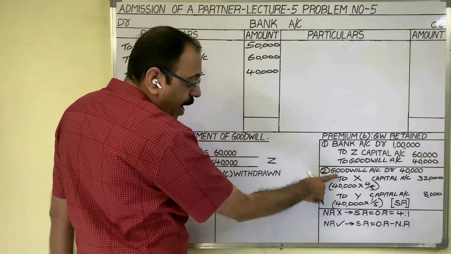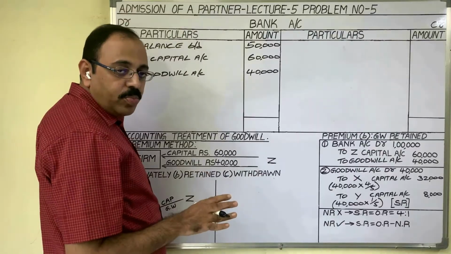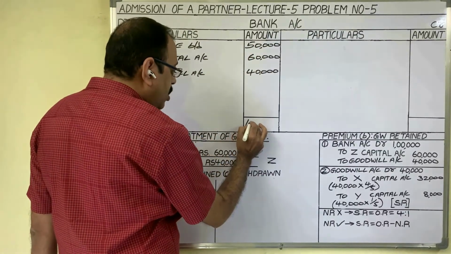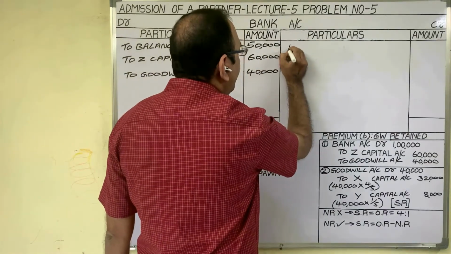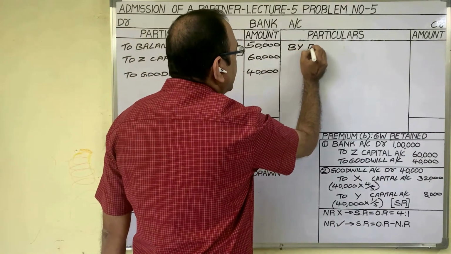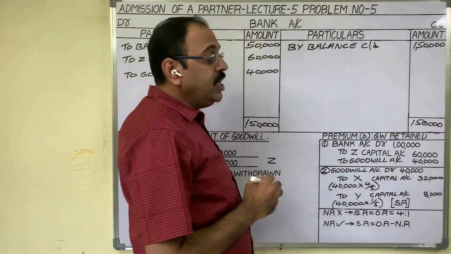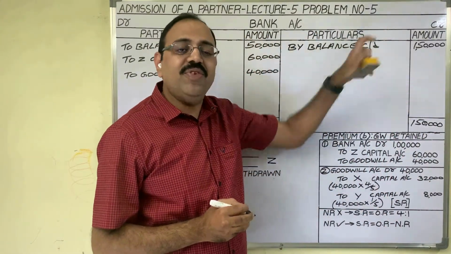In the second entry, bank account is not there, so we need not post. So on the debit side only we have the amounts. Put the total. The same amount appears as balance carried down on the credit side. Total is also the same. So in the new balance sheet, as bank balance, we have to show this amount, 1,50,000 rupees.